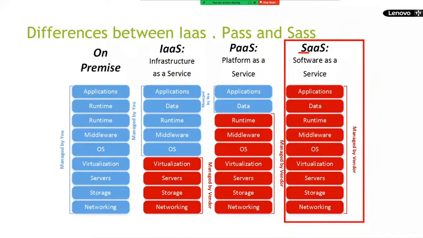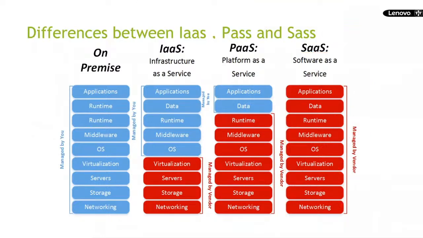Next, SaaS, software as a service. Everything is managed by the vendor. You just have to take care of how to use that service. Best real-time example: pizza. Pizza is ready-made. How to eat it depends on you. Maybe you eat it with a fork, by hand, or with a spoon. That depends on you, but the pizza is ready-made. That is what software as a service is.